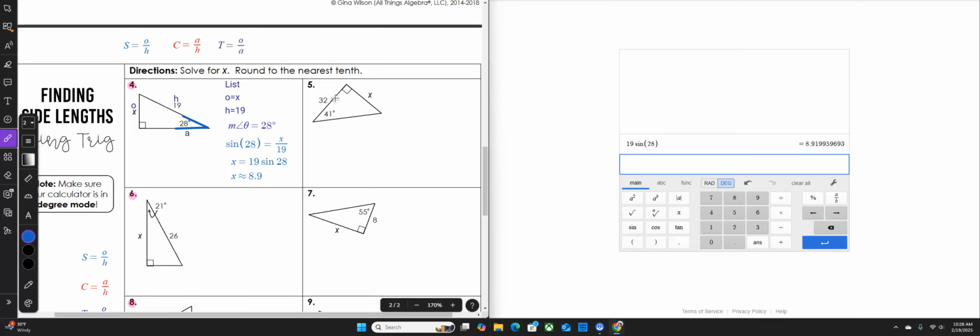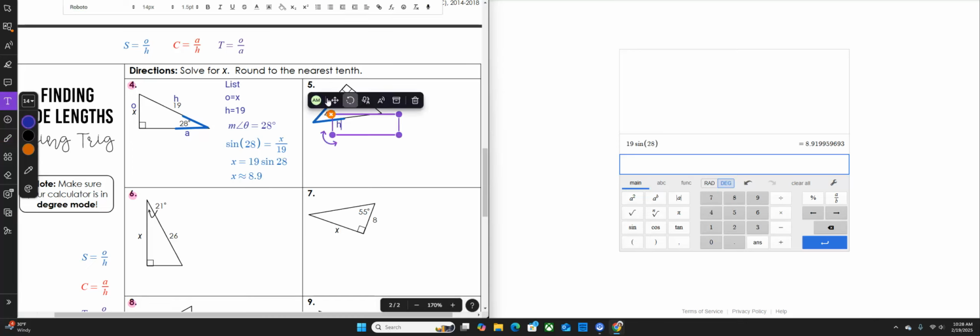First thing I'm going to do again is highlight the given angle. Then I'm going to label the sides. I have my hypotenuse right here. This is my adjacent side. And again, the side that is not highlighted is the opposite side.